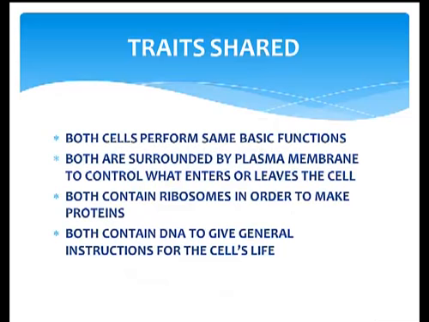Now let's talk about the traits shared between the prokaryotic and eukaryotic cells. Both cells perform the same basic functions. Both are surrounded by a plasma membrane to control what enters or leaves the cell. Both contain ribosomes in order to make proteins, and both contain DNA to give general instructions for the cell's life.